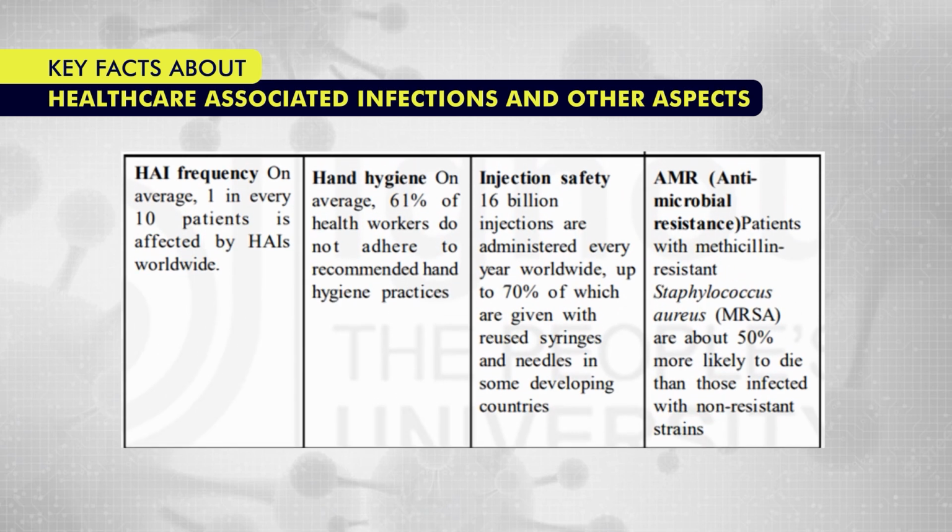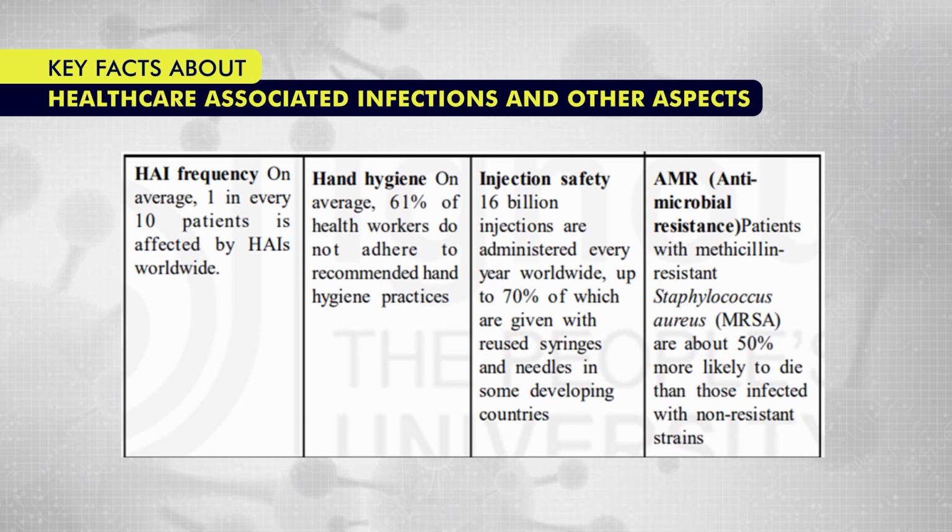On average, 1 in every 10 patients is affected by HAI globally. On hand hygiene practices, on average 61% of health workers do not adhere to the standard recommended hand hygiene practices and washing. Injection safety is also another big problem. 16 billion injections are administered every year worldwide, up to 70% of which are given with reused syringes and needles in some of the developing countries.